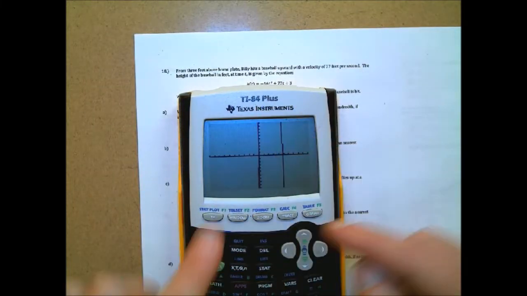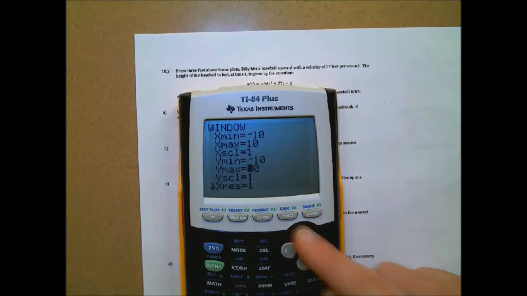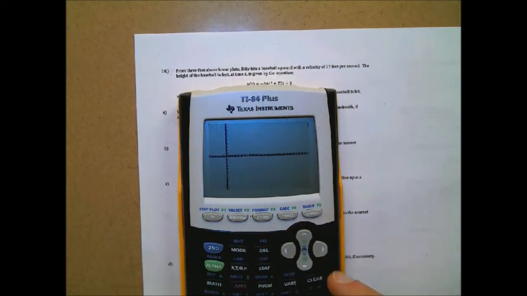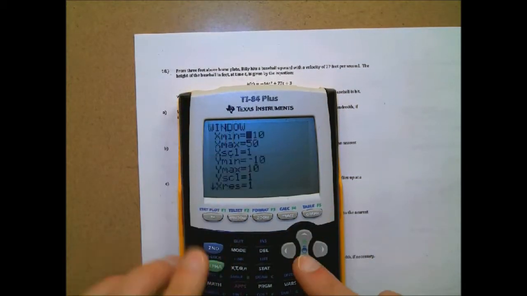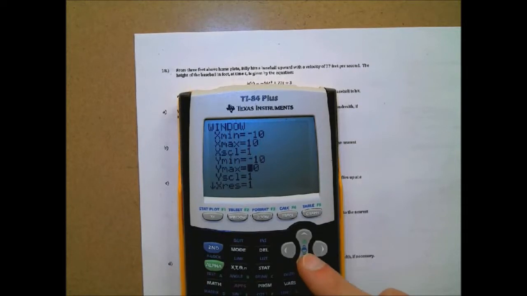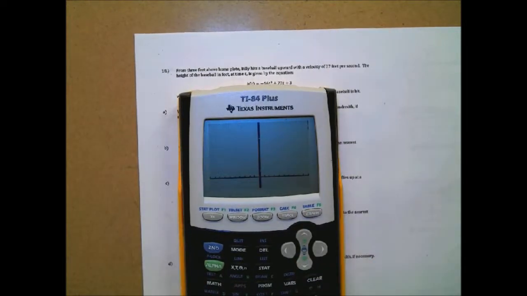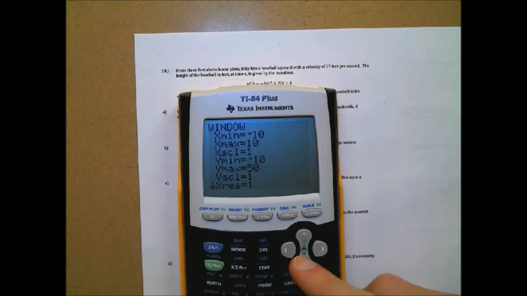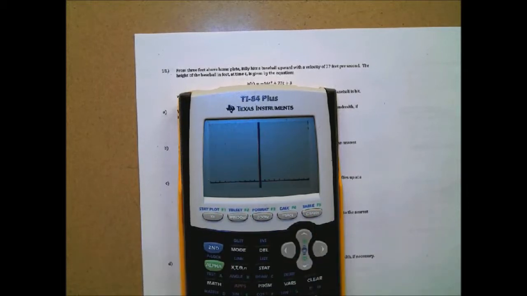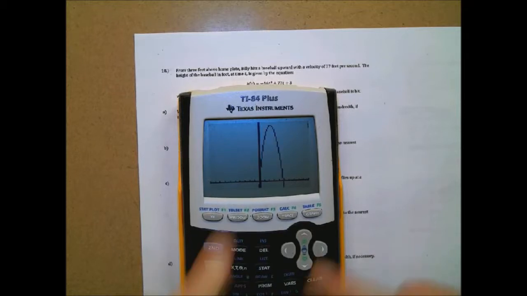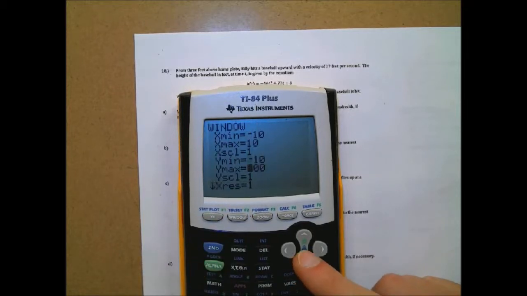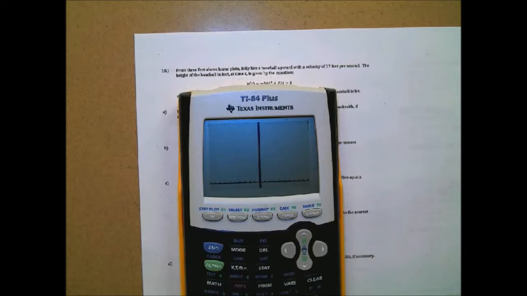So window, and let's adjust my y max to be like 50. Whoops, that was the wrong direction. I'm going to keep my x max 10. Y max of 50 to go up more. Not high enough. Window, let's try 100. Okay, I'm going to go a little bit more. Let's say like 120. Okay, that's perfect.